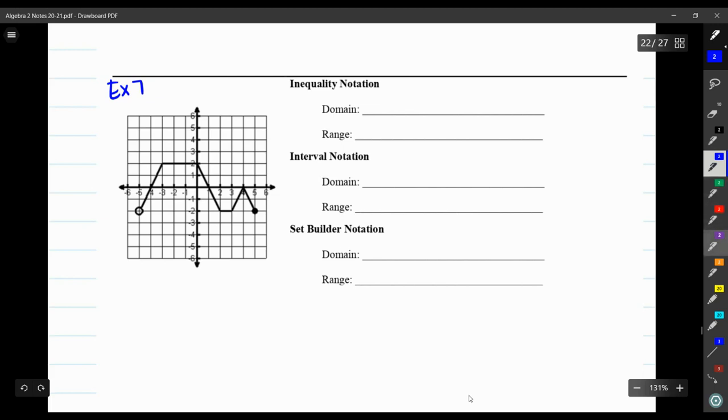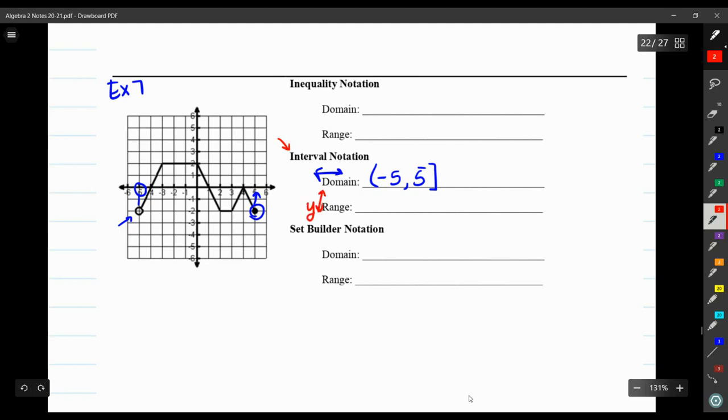So for example 7, I'm going to help you with the interval notation, and then you guys are going to get the inequality and the set builder by yourself. So with domain, we want to start with the furthest left to the furthest right. So the furthest left is this coordinate point here, that open circle, and that x value is -5. So we have -5, comma. The furthest right is this solid point at a +5 of an x. So on the -5, an open circle gets a parenthesis, and the +5 is a closed circle that gets a bracket.